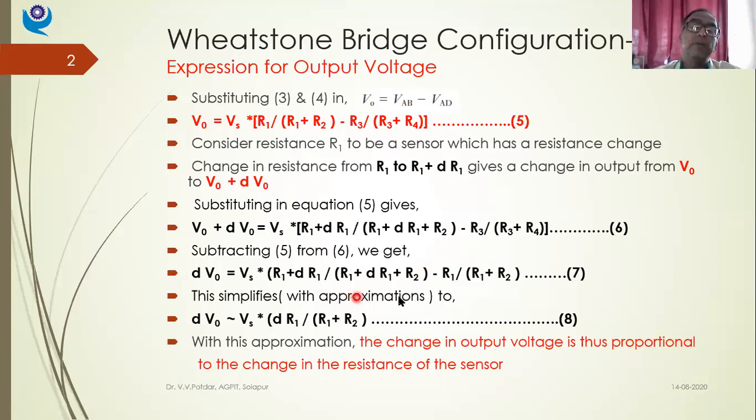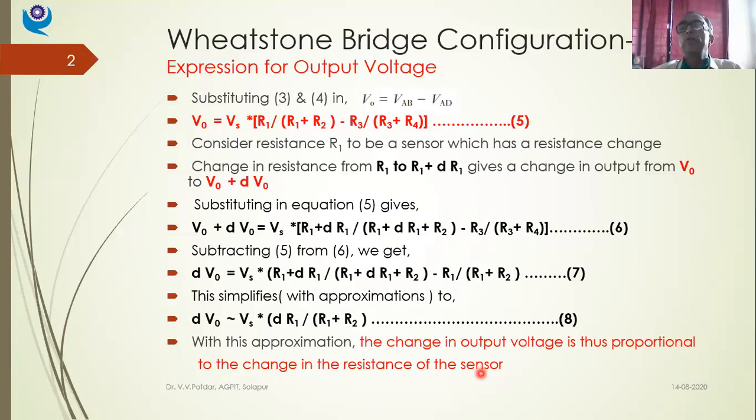And after those simplifications, we get dV0, the change in output voltage. Why is this change in output voltage occurring? Because of the change in resistance from R1 to R1 plus dR1. So dV0 is approximately equal to, because we have used some approximations, Vs into dR1 upon R1 plus R2. So what does it mean? With this approximation, the change in output voltage is thus proportional to the change in resistance of the sensor.